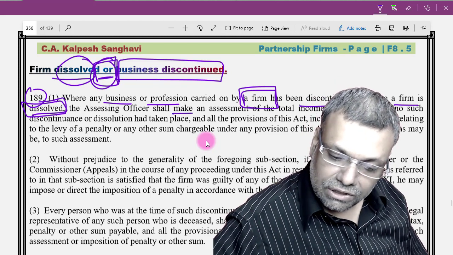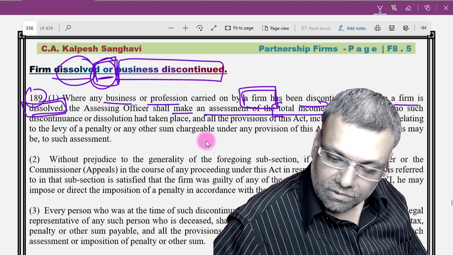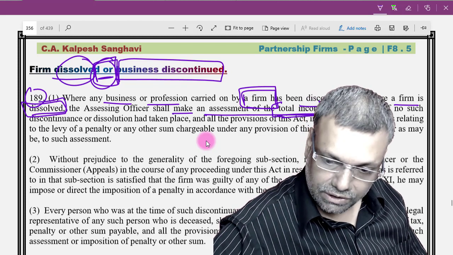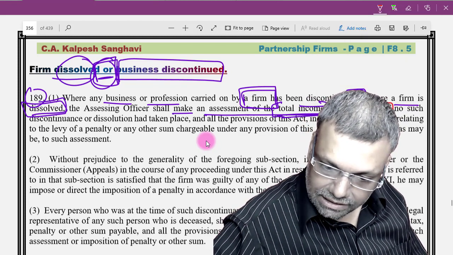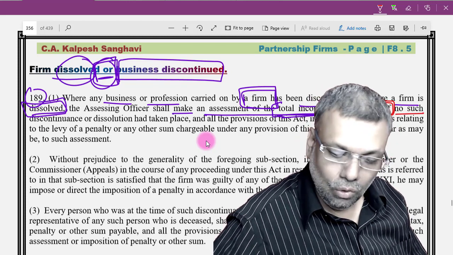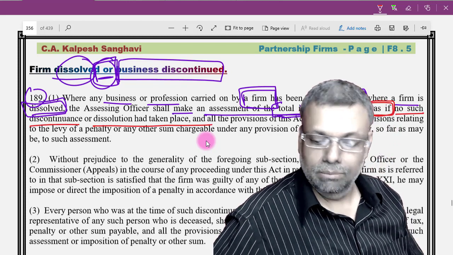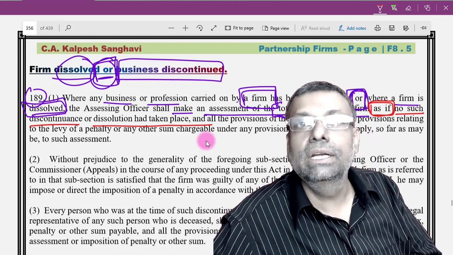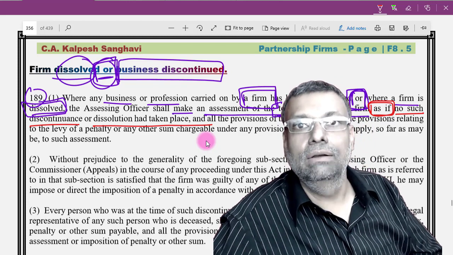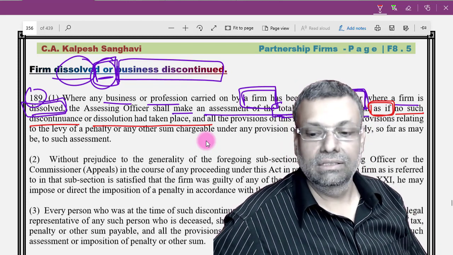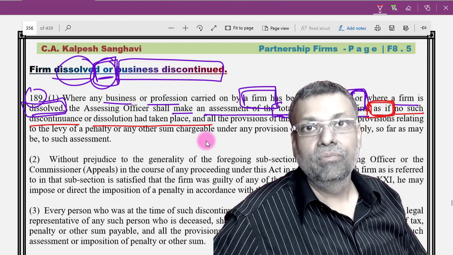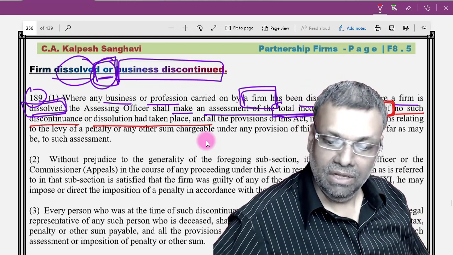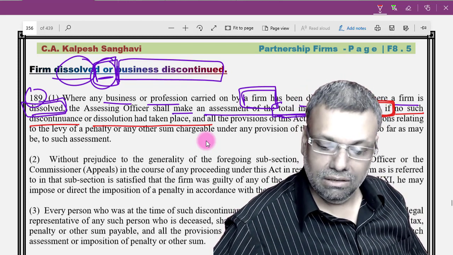The officer shall make the assessment of the total income of the firm as if, now very, very important words, as if no such discontinuation or dissolution had taken place. As if no such discontinuation or dissolution was undertaken. As if. Now this has a very great practical implication. Understand very, very carefully what is the purpose and intent of this particular language.